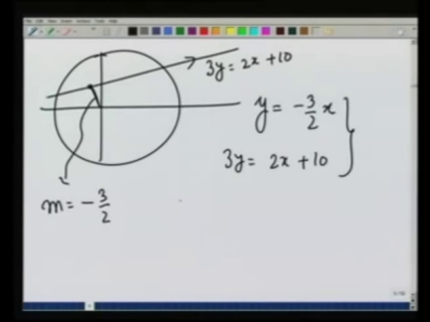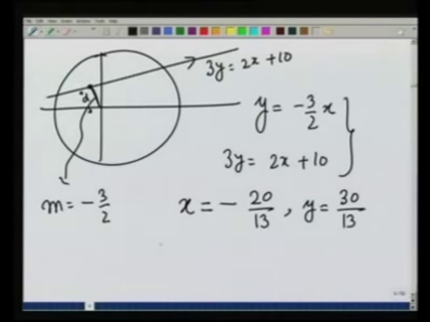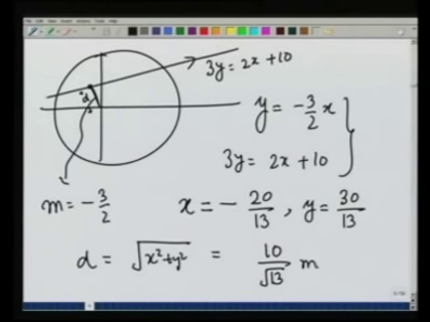You work it out and you will find that x comes out to be equal to minus 20 over 13 and y comes out to be equal to 30 over 13. And therefore, this distance d perpendicular from the origin or the axis of rotation to the force line is going to be equal to square root of x square plus y square, which will be equal to 10 over root 13 meters.